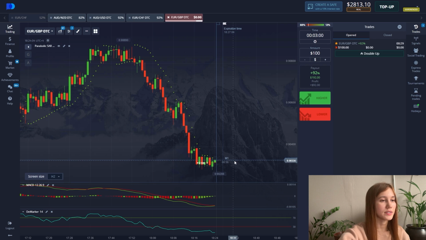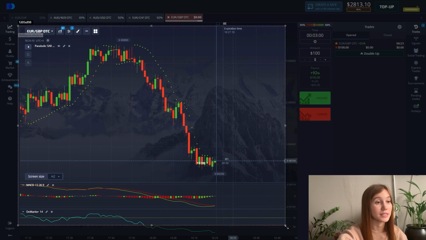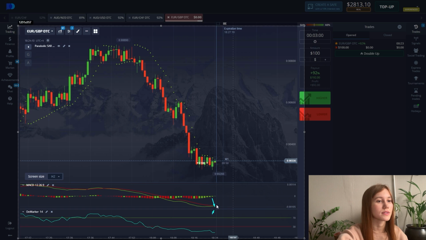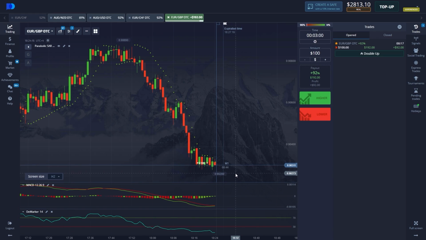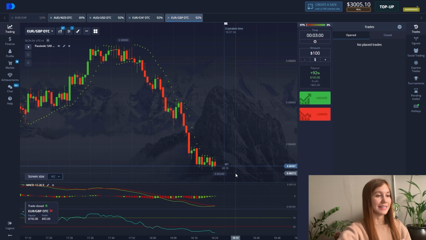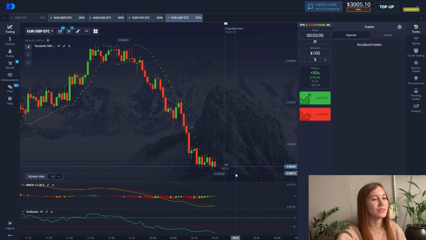So we have 30 seconds left at the moment. Up comes through the MACD. The crossover of the moving averages means that the trend is reversed, and let's wait. The deal goes in plus. Good results. On the balance, we have $3,000.